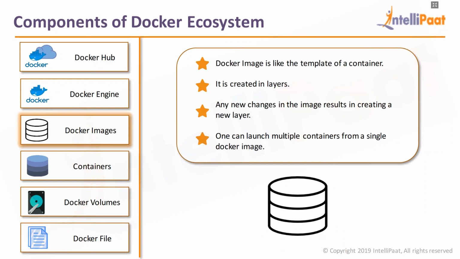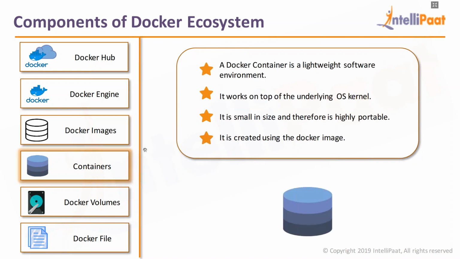We have Docker images. It's like the template of a container. So when I say Docker image, it is a template for your container, a kind of blueprint for what you're going to run, and it is created in layers. That is one thing you should remember. Once you update an existing image, you are eventually adding a new layer to the image. So any new changes in the image result in creating a new layer.